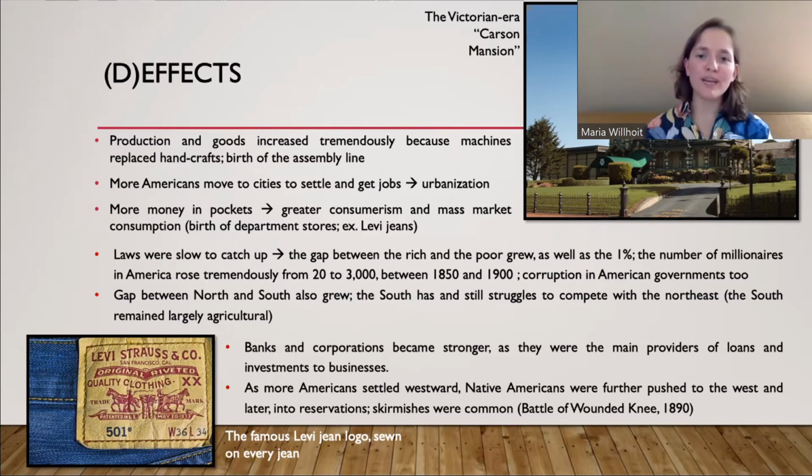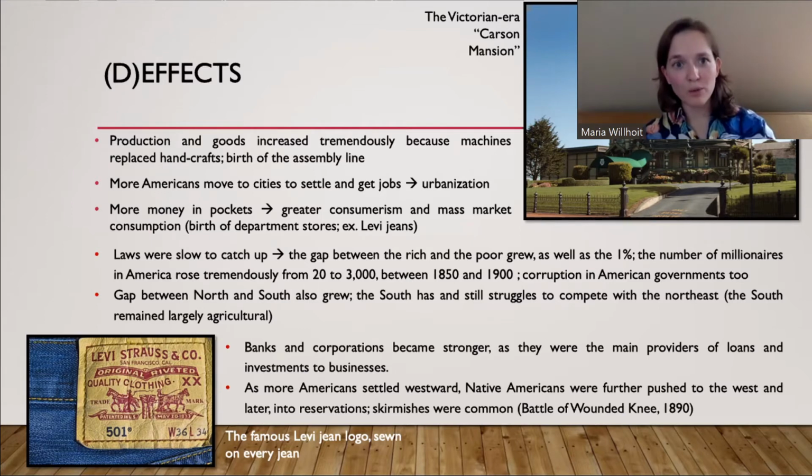Banks and corporations in general become stronger. Corporations become strong because now they have more investors. They can get more money to grow, to expand. Banks are happy to give loans and investment to corporations because they make money. When you have to pay a loan settlement, you have to pay interest.